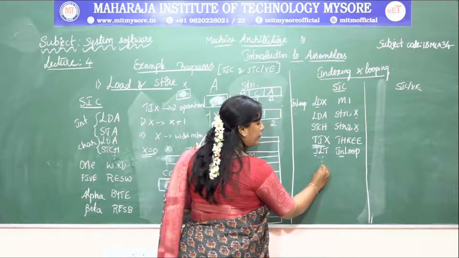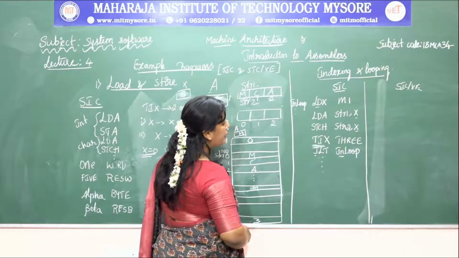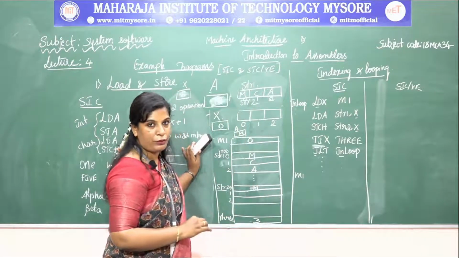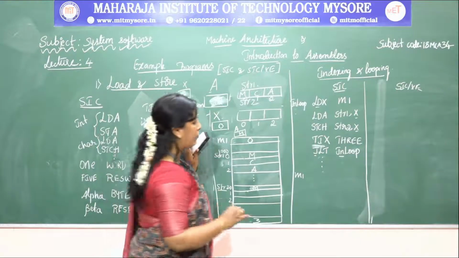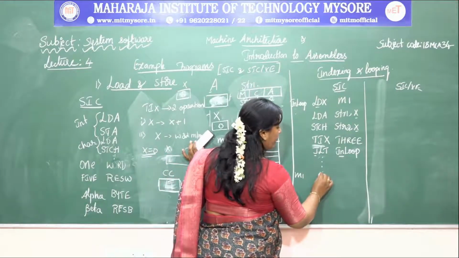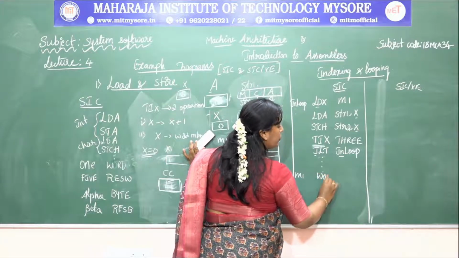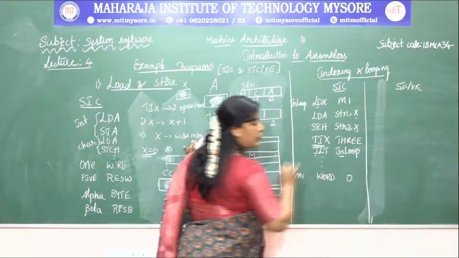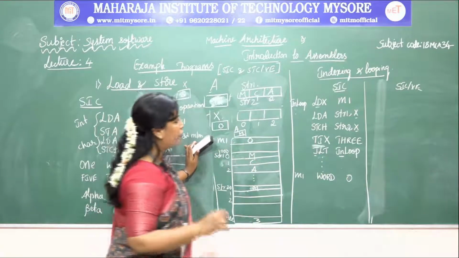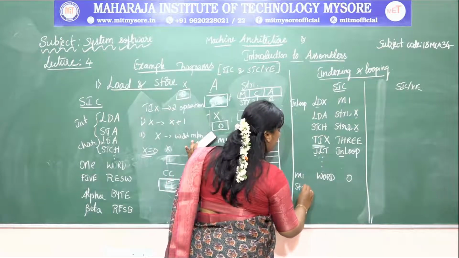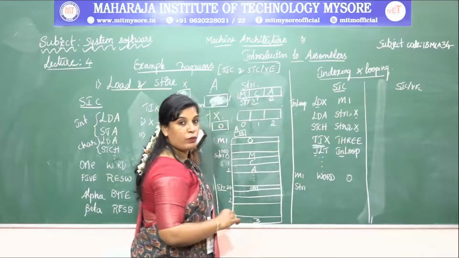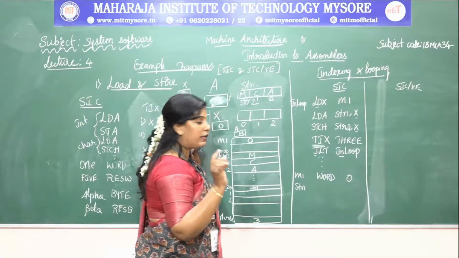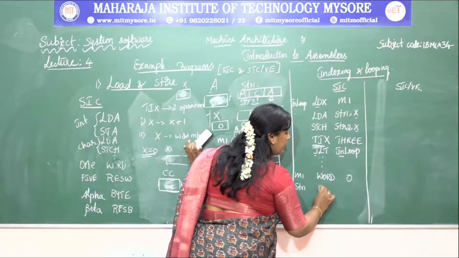Now we have to define the data variables we are using here. The data variable M1 has an integer value, already assigned, so we use the assembler directive WORD. What is the value? 0. Next, string 1 is a collection of characters, so it is BYTE.